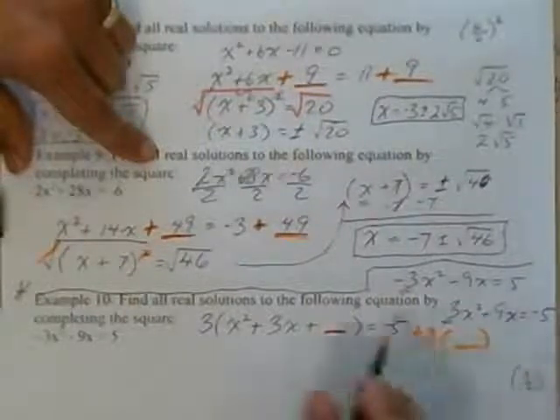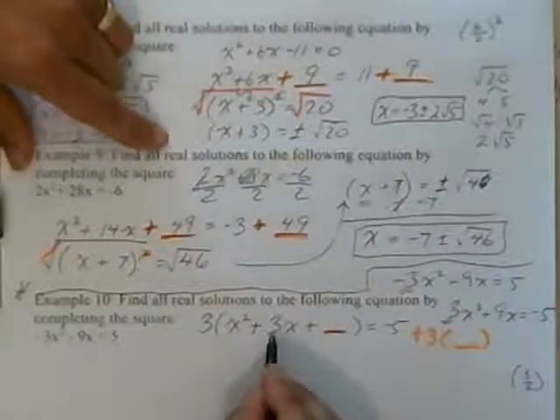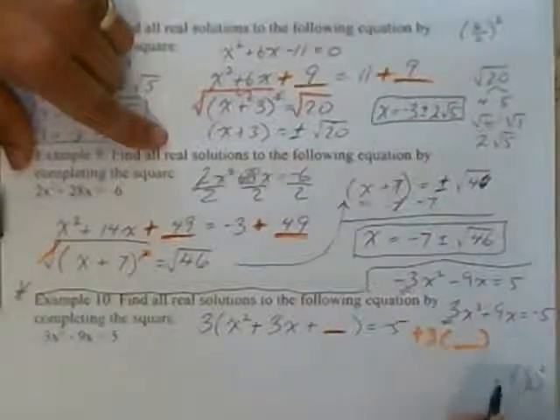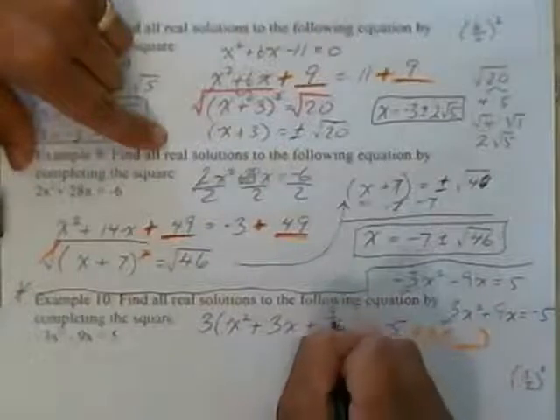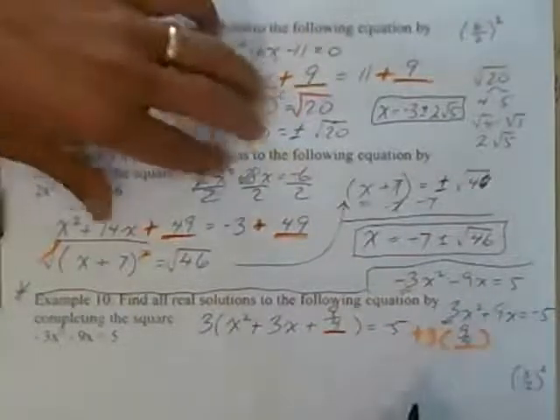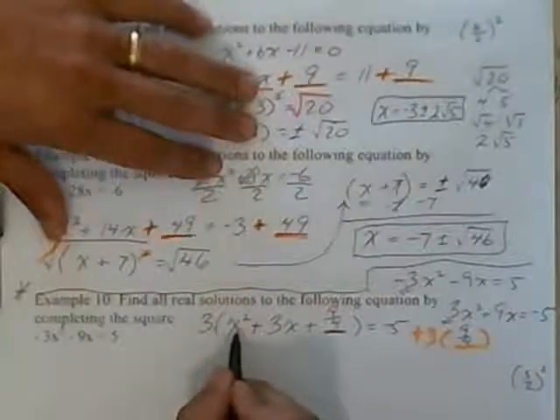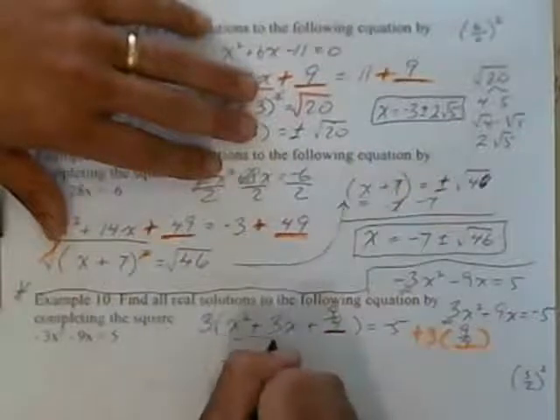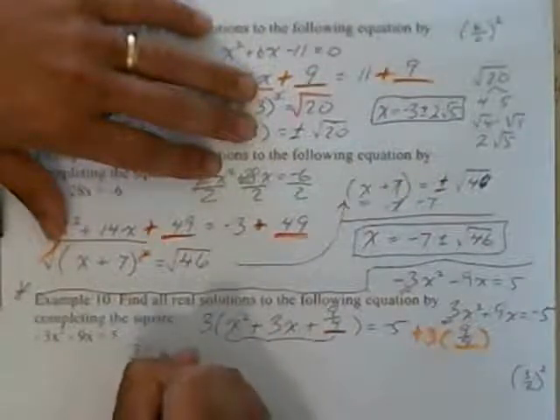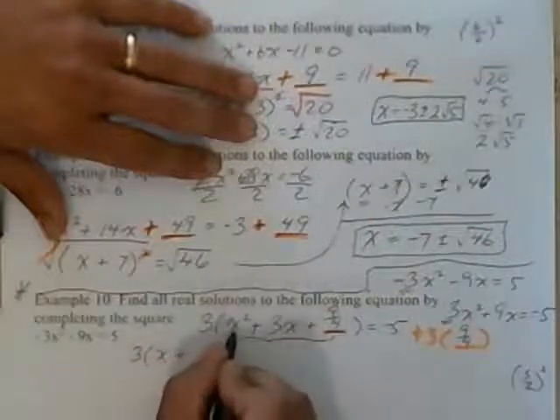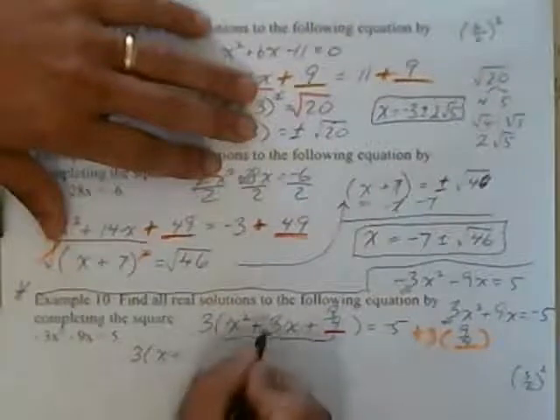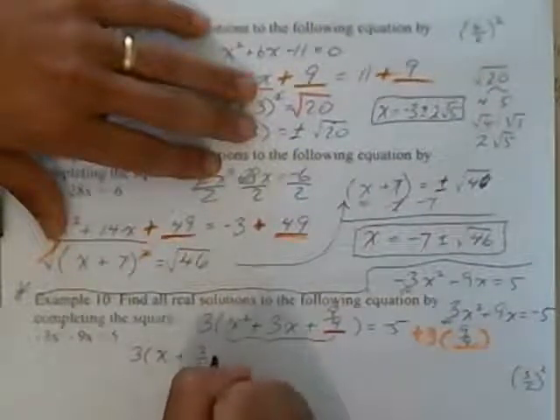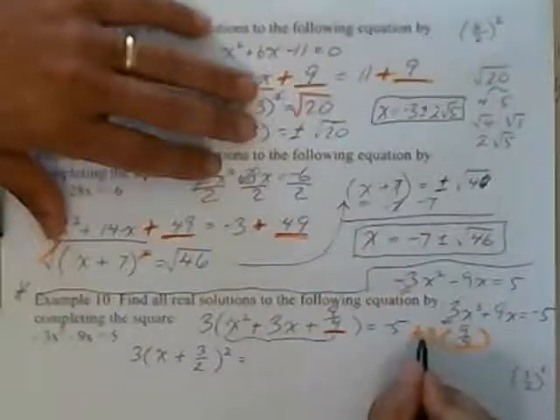Take this number, 3 divided by 2. Always take the linear coefficient, divide by 2, square it. 3 over 2 times 3 over 2 is 9 over 4. So it's 9 over 4. Now factor this term: 3 times the quantity x plus 3 halves, squared, is equal to negative 5 plus 3 times 9 over 4.